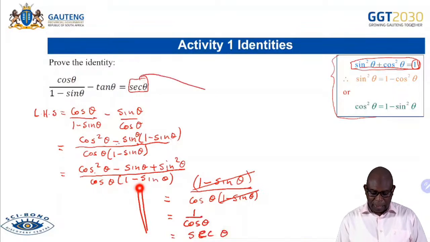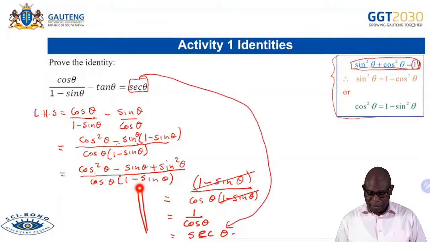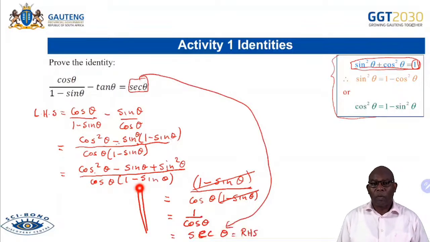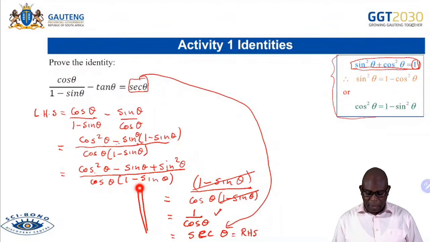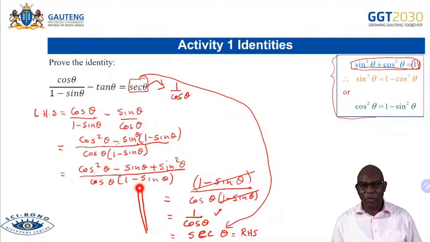So the right hand side is sec of theta. So I've proved it now. So I can just say equals to the right hand side. Or I can just leave it here and then come here and change this one to be 1 over cos theta. And that will be the left hand side and the right hand side are equal.